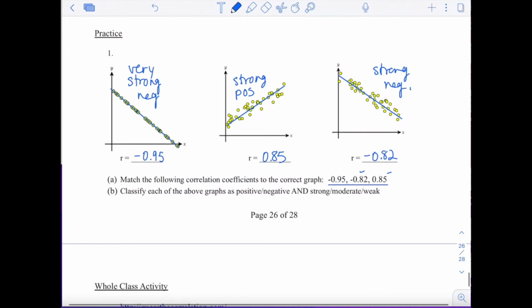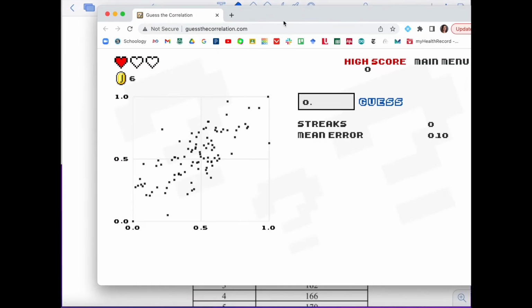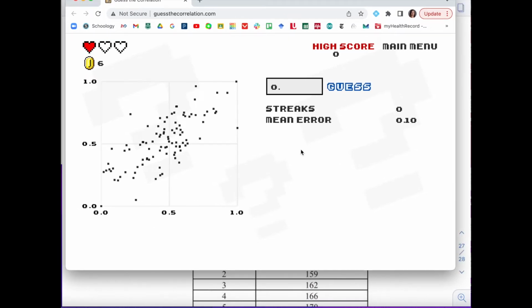Okay, so what I'd like you to do now is take a minute. You can either click on this link through your online lesson package or you can type it in. What you're going to do is play this fun game. Let me show it to you. Once you create a username, you don't need to log in, you're going to get some familiarity with the value of R as related to a scatter plot by making some guesses.